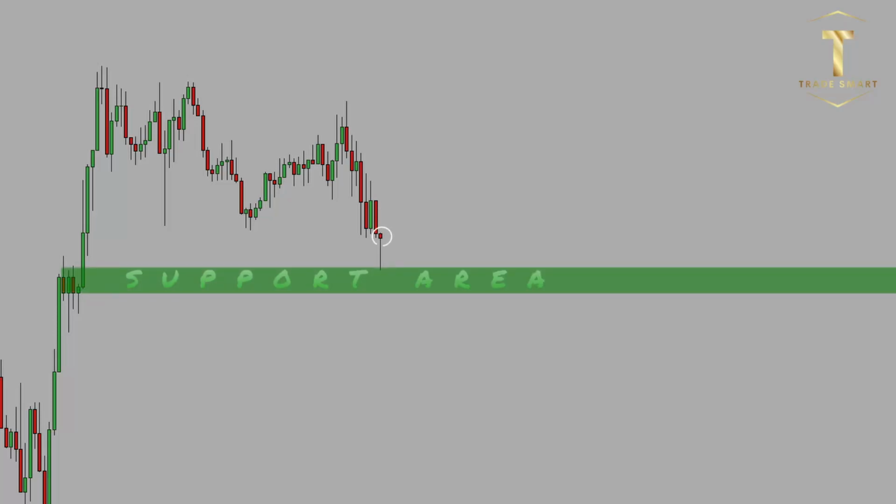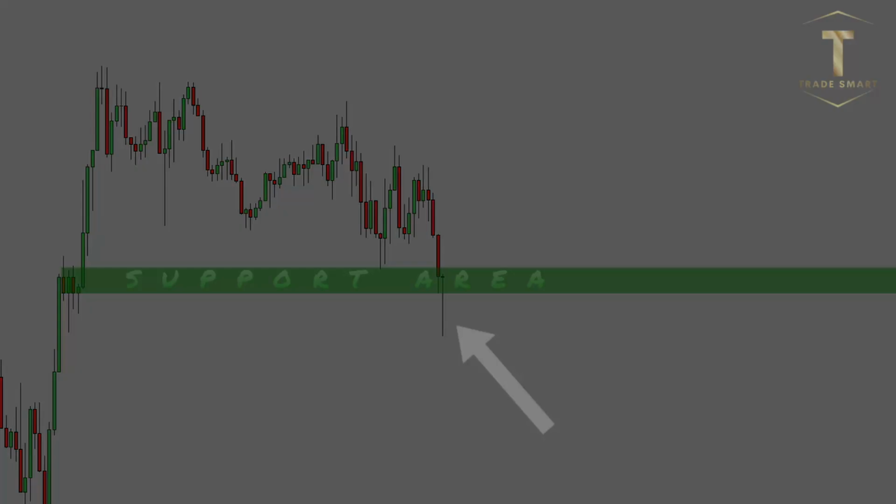Would you buy this rejection candlestick? The buy didn't work. What about this one? Most of you will answer yes, but do you know the reason?